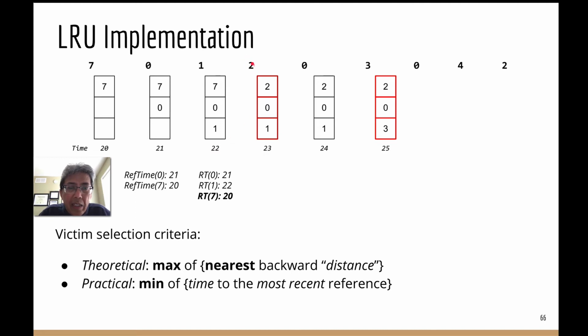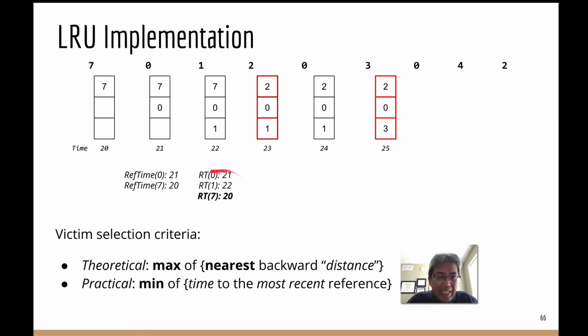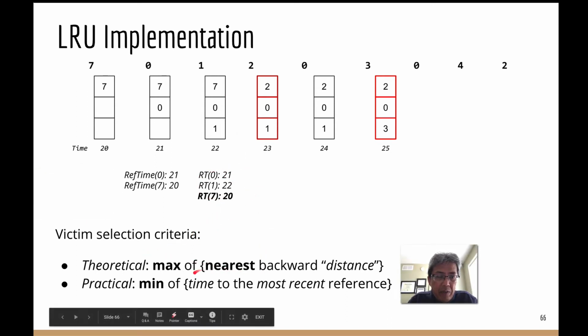Now, how do we handle the page fault for page 2? When we look at the reference times of the 3 pages 7, 0, 1, we notice that the reference time of page 7 is the lowest. So this is the candidate for replacement. From this example, we can see that the criteria for selecting the victim page can now be expressed in terms of time. Instead of looking for the highest backward distance, we now want to look for the lowest time of the most recent reference.